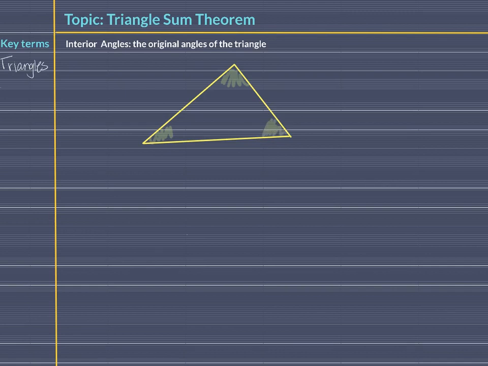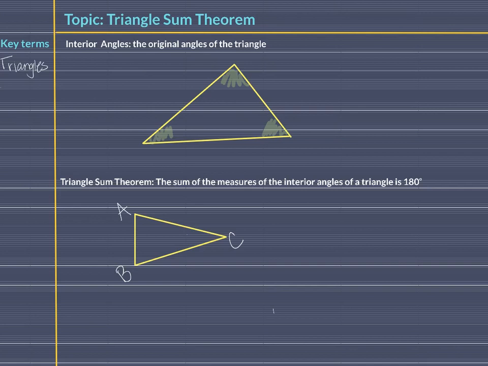Now let's talk about the triangle sum theorem. The triangle sum theorem says that the sum of the measures of the interior angles of a triangle is 180 degrees. A visual example is if we have a triangle, any triangle with any angles such as A, B, and C, we can take the measure of angle A, add it to the measure of angle B, and the measure of angle C, and I know that it'll equal 180 degrees every single time.